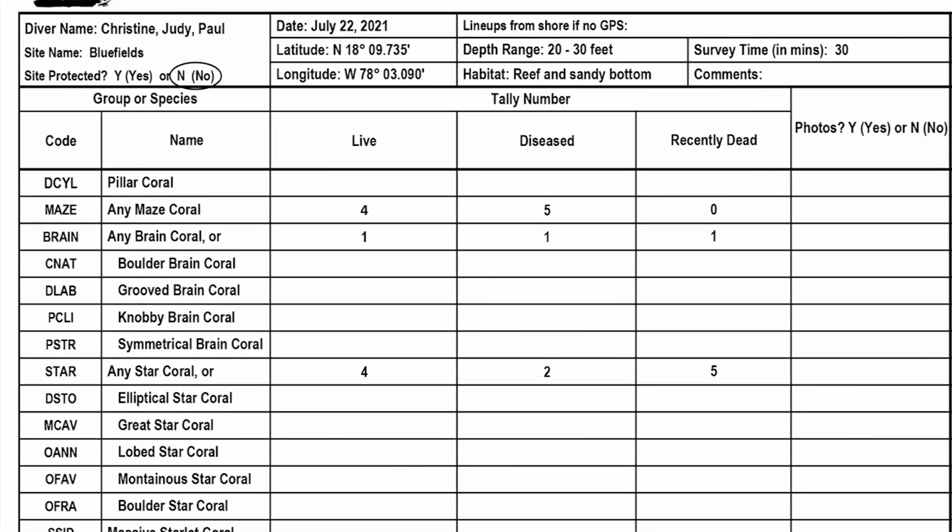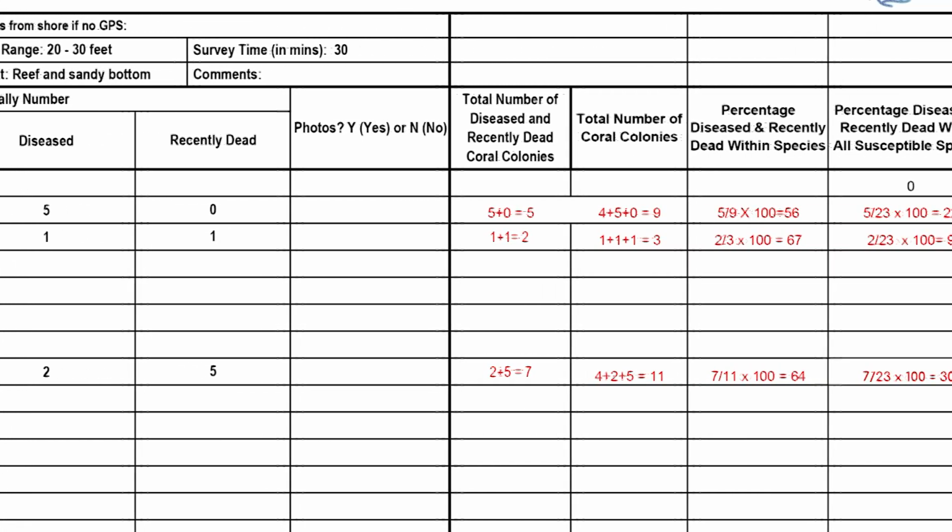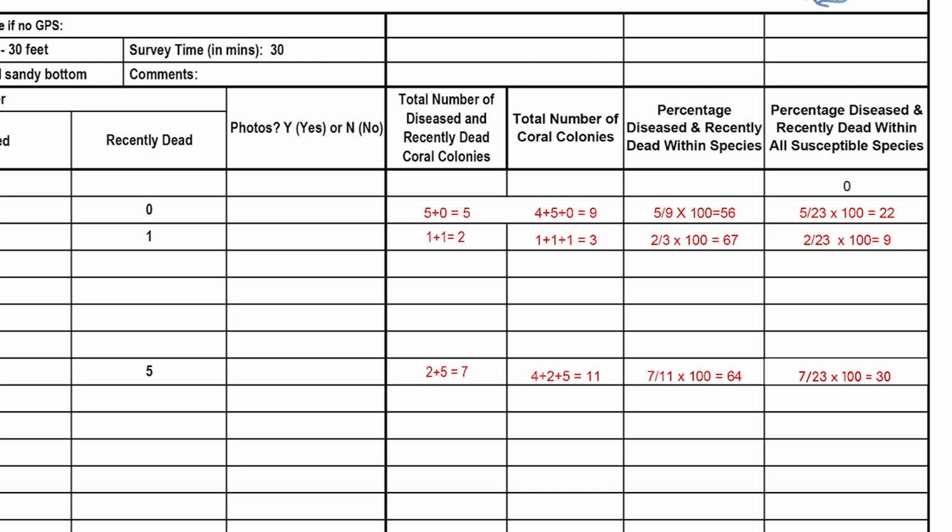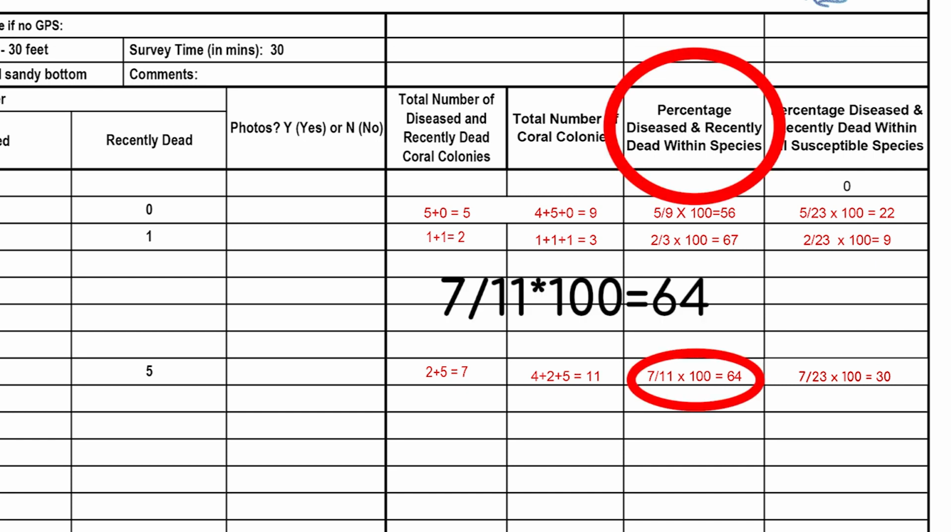With the data entered, calculate the prevalence or percentage of corals affected by stony coral tissue loss disease, both within coral species or group and across the reef site. The percentage of corals within species or group affected by stony coral tissue loss disease can be calculated by adding up the number of corals within species or group that were listed as either diseased or recently dead, and then dividing that by the total number of corals tallied within that species and multiplying by 100.